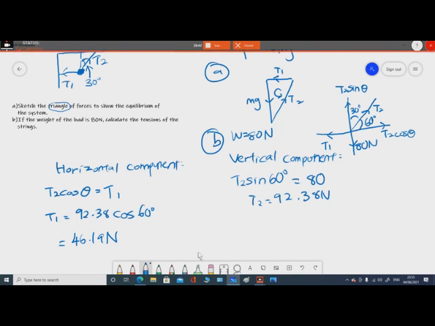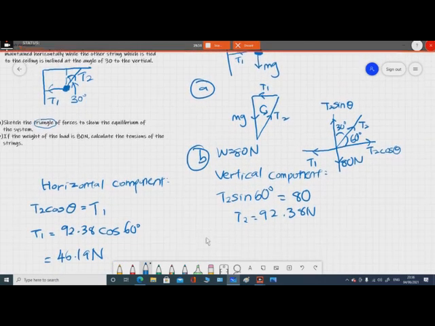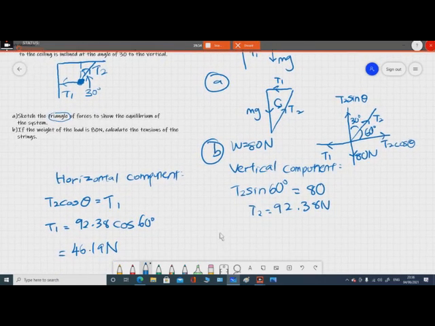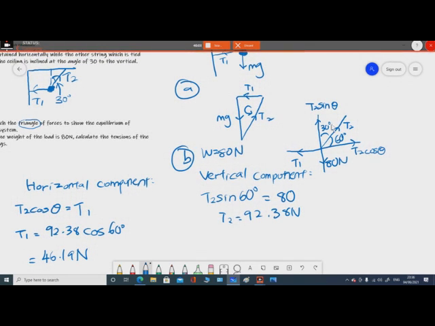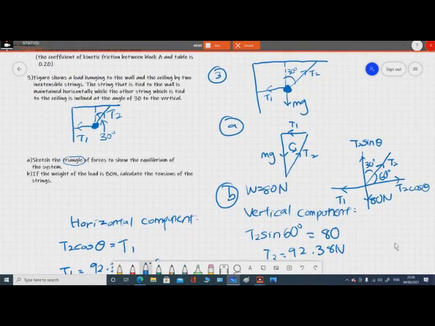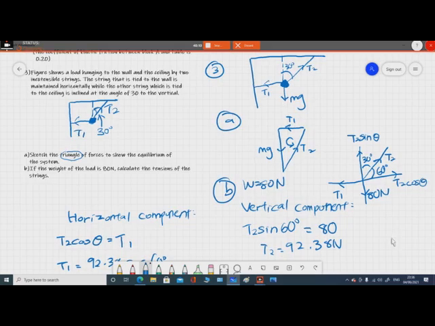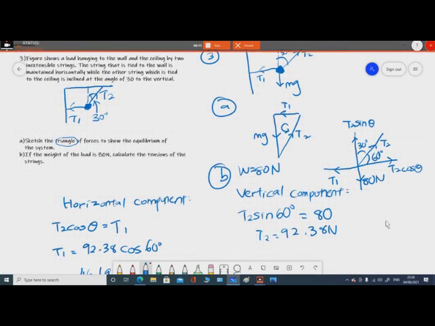So this is how we find the tension of both strings step by step, by analyzing the vertical component and horizontal component in terms of the representation of this plane diagram. This is how we answer these questions. That is all of the questions.